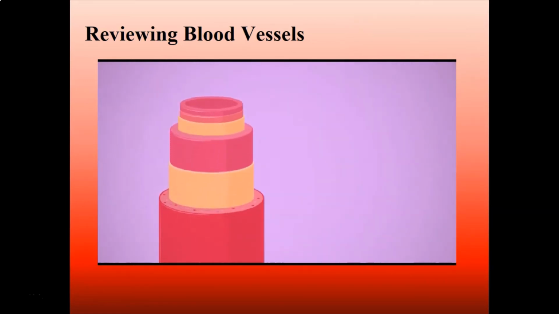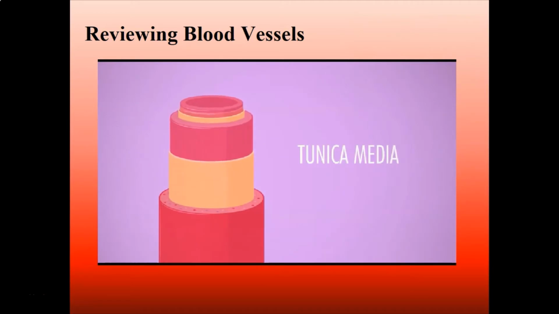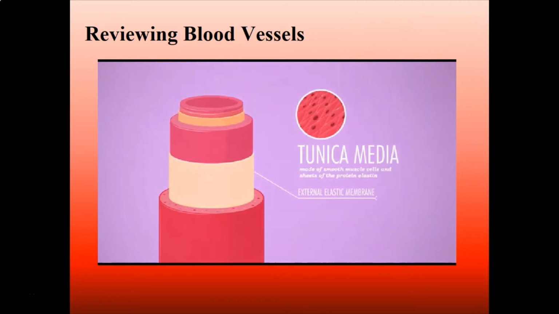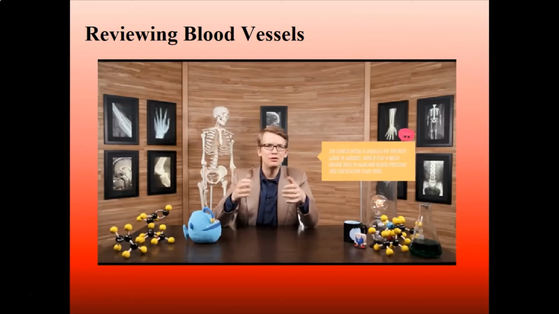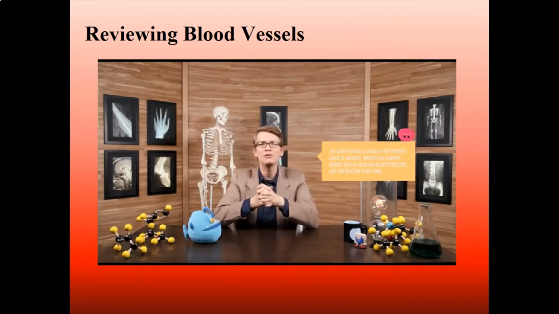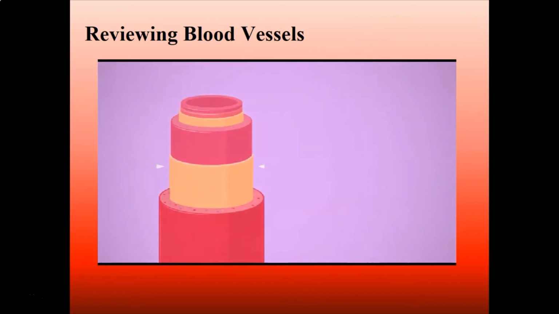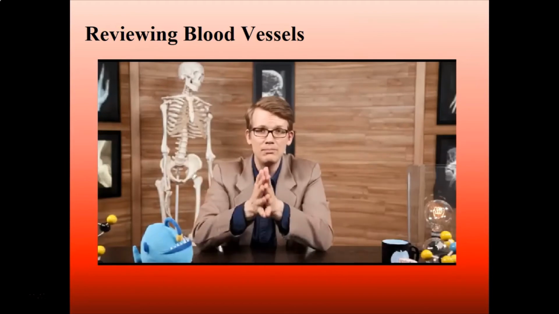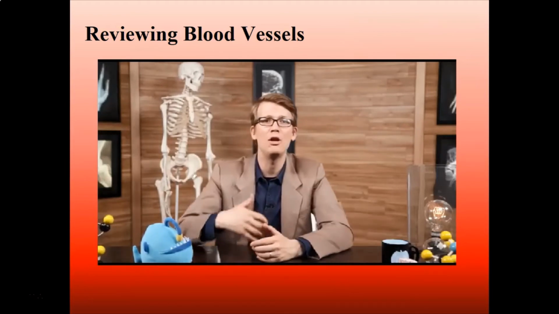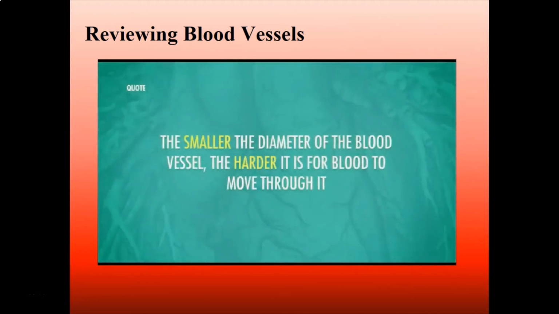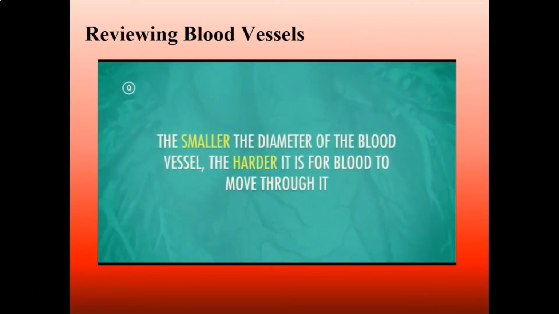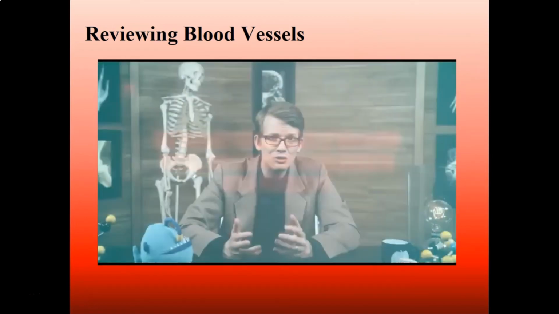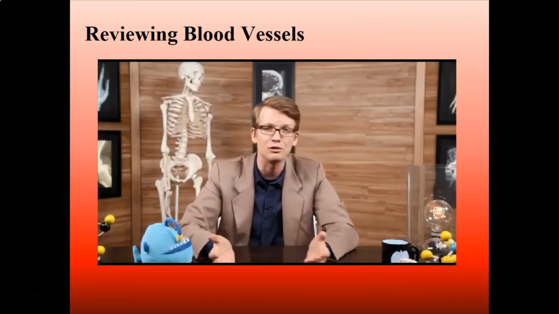Surrounding the tunica intima is the middle layer, the tunica media, which is made of smooth muscle cells and sheets of the protein elastin. That smooth muscle tissue is regulated in part by the nerve fibers of the autonomic nervous system, which can decrease the diameter of the lumen by contracting this middle layer during vasoconstriction, or expand it by relaxing during vasodilation. That right there should tell you that the tunica media plays a key role in blood flow and blood pressure, because the smaller the diameter of the blood vessel, the harder it is for blood to move through it. Kind of like trying to drink milk through a cocktail straw versus a soda straw.